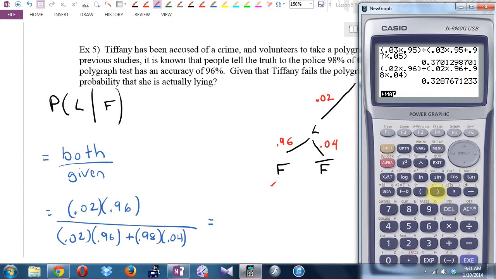You get what I got? Yeah? So, here's the weird part then. Failing the test actually suggests she's telling the truth. It's a counterintuitive answer, but this is conditional probability. This is one of the reasons I love this unit. So, 0.329.